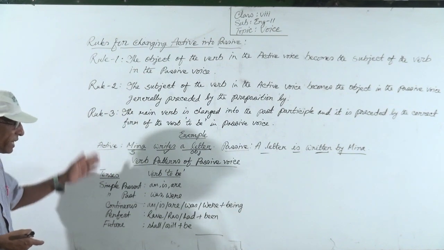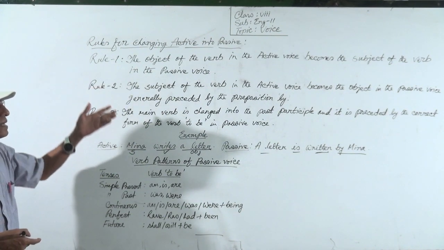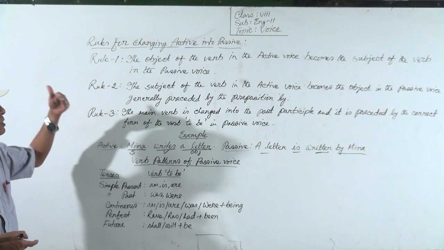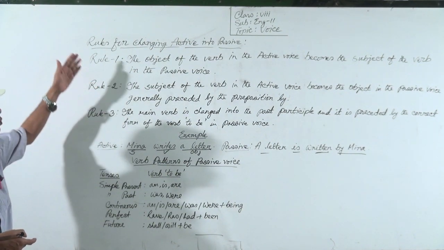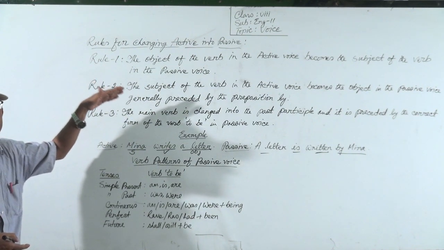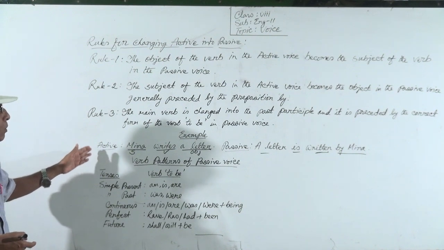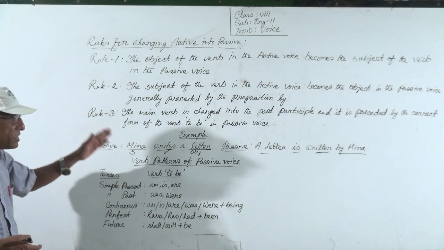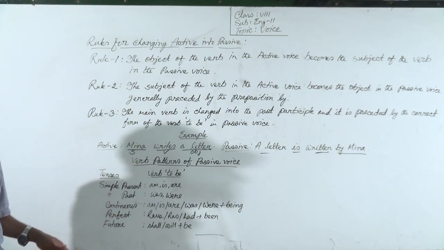Okay, dear students, in my previous class, we started voice. We discussed what is voice, kinds of voice, active and passive voice. Today we have discussed rules for changing active voice into passive voice, and also we have given an example for your easier understanding, and also we have discussed verb patterns of passive voice.